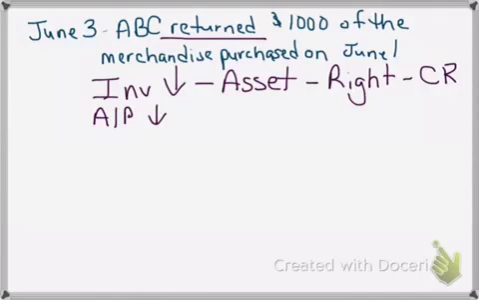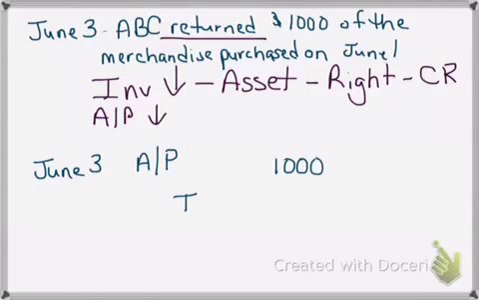And so our journal entry for this particular transaction is we would have the date of June 3rd. Accounts payable would be your debit account for that $1,000 we're returning because we no longer owe that money, and it also is no longer in our inventory, so we have to take it out of the inventory, and that would be a credit of $1,000.